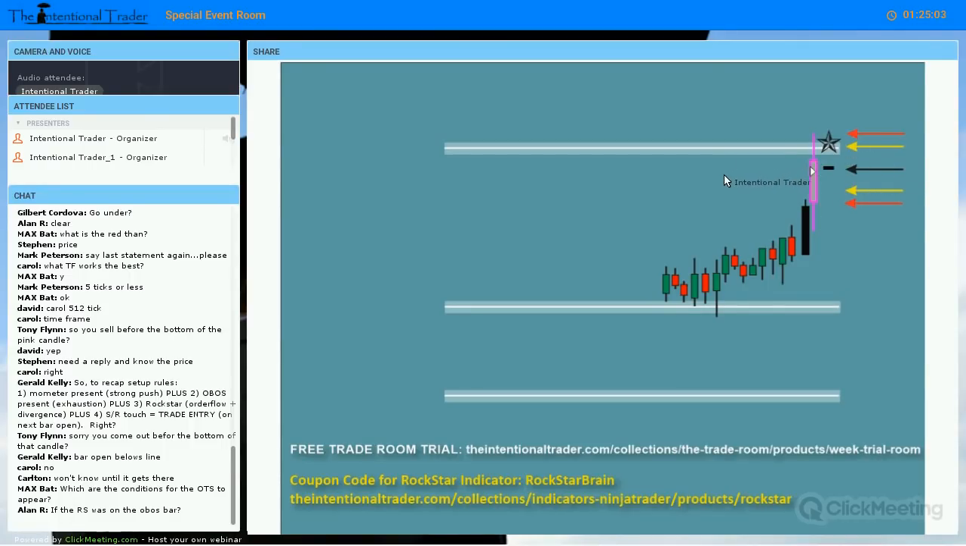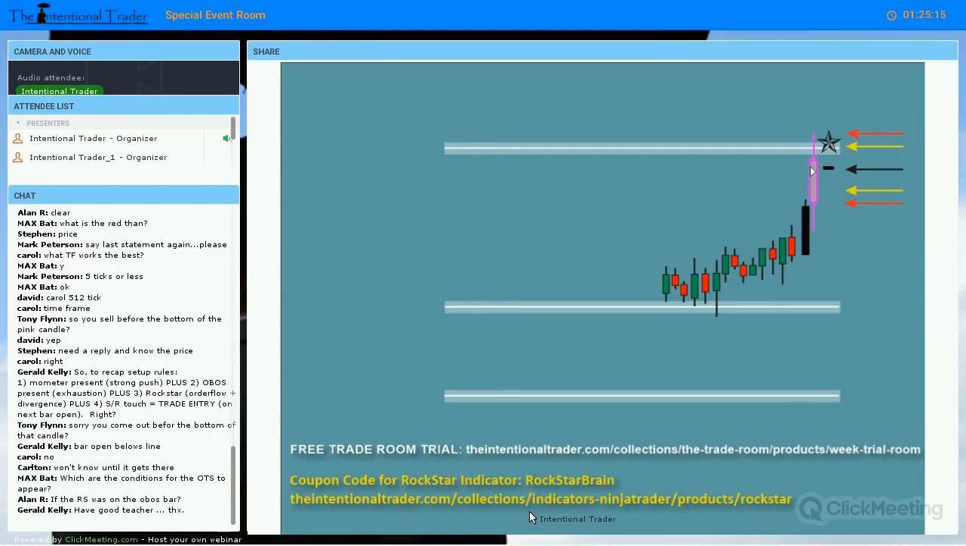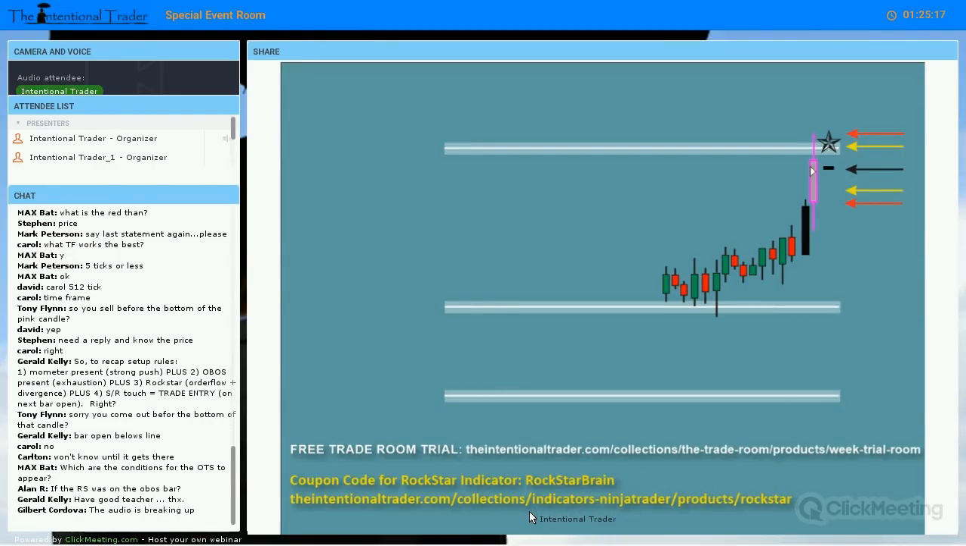I tell you what, if every person in the trade room is going to jump on this trade setup, let me make sure I open below the line. 5 ticks or less below this line. If it's 6 ticks or more, no trade.